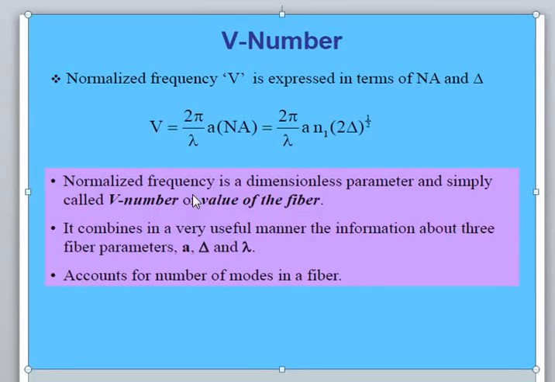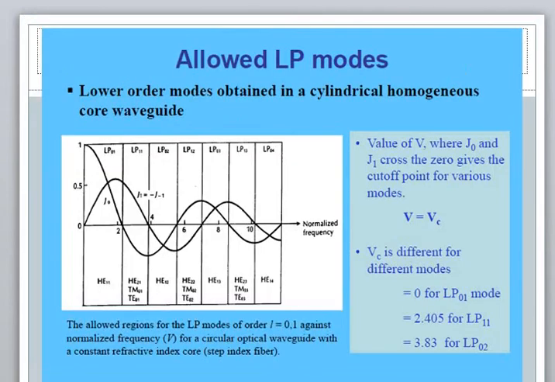So V number is calculated. V is the V number. So what does V number mean? It's a normalized frequency. It is calculated using the formula V is equal to 2 pi a by lambda into numerical aperture. It's very important for doing the problems. And next, what are the allowed LP modes? The allowed LP modes are here.